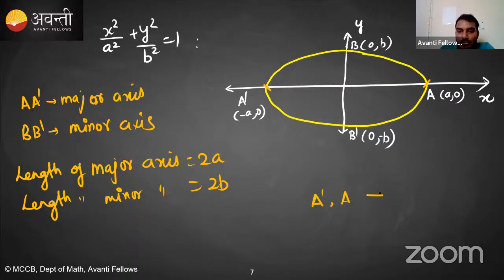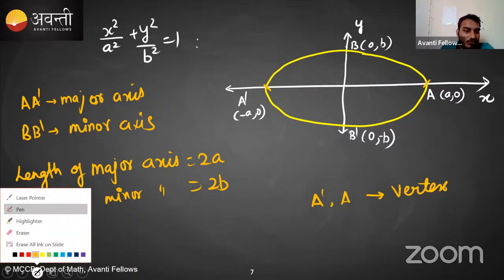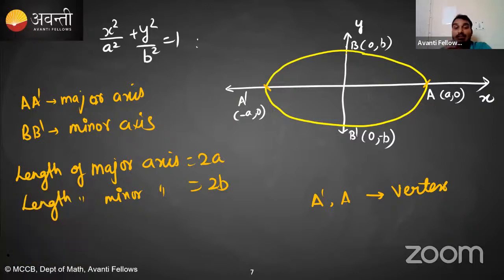And this A and A dash, they are known as vertices. Okay, many students have confusion in it, so let's just clear it here only. The point of intersection of the ellipse and the major axis is known as a vertex. So A and A dash, these are known as vertices. Is this clear?